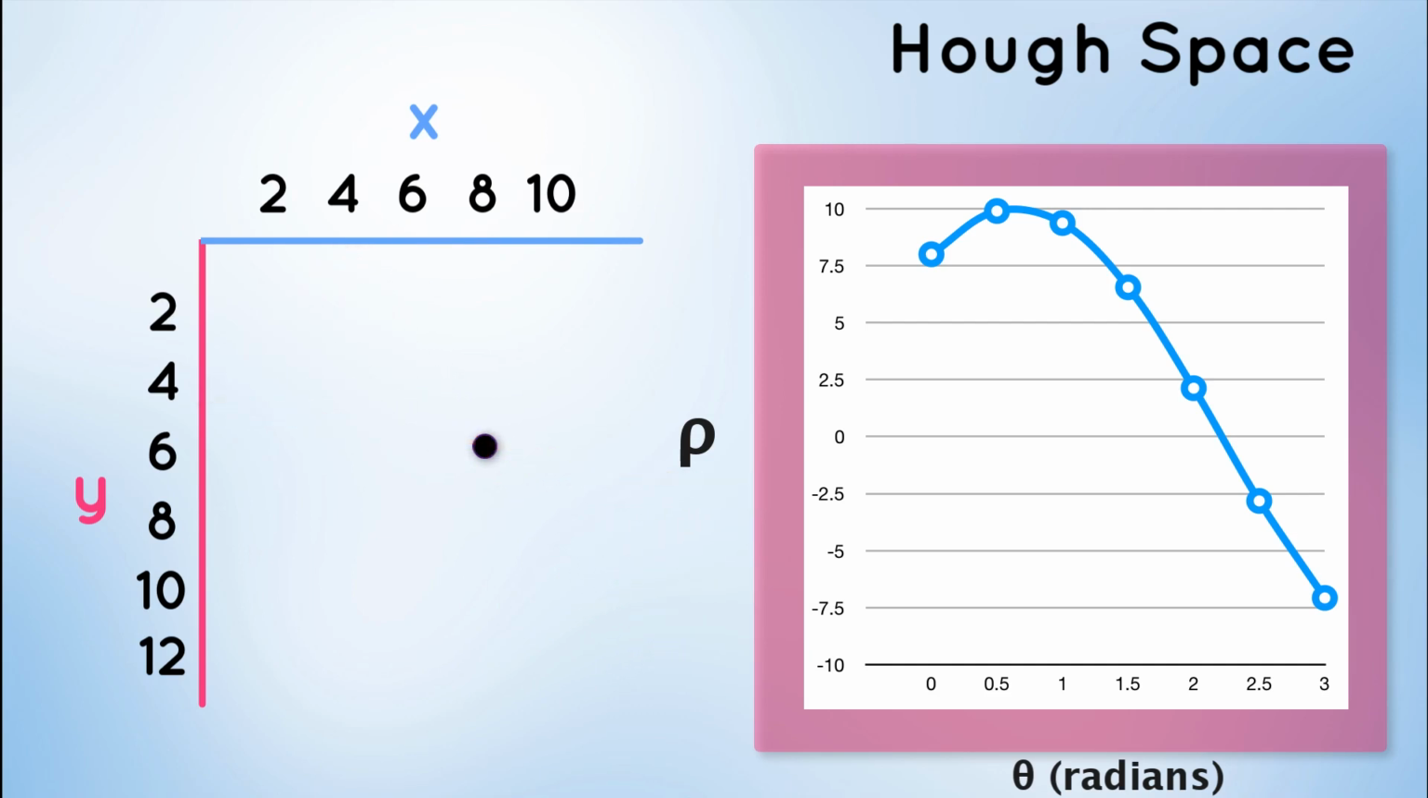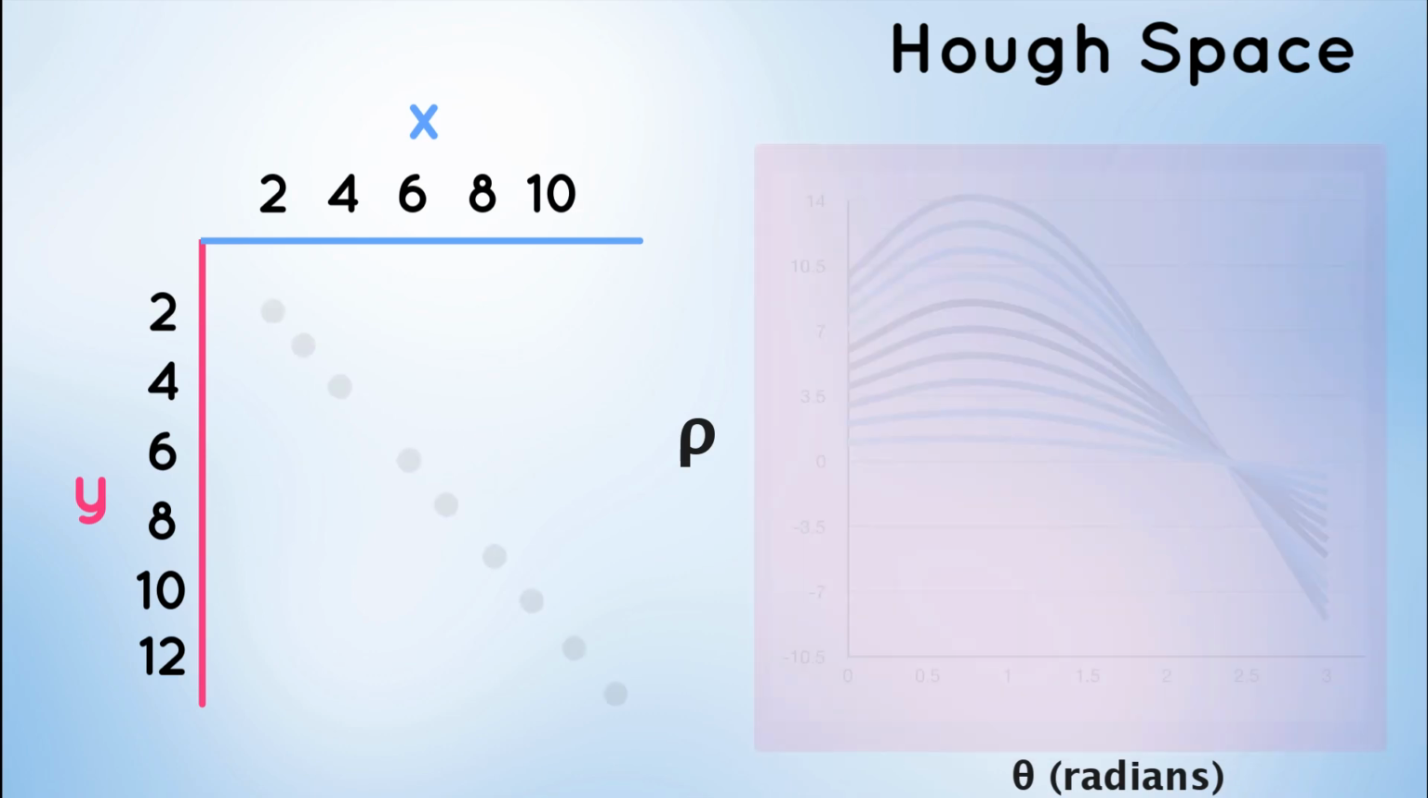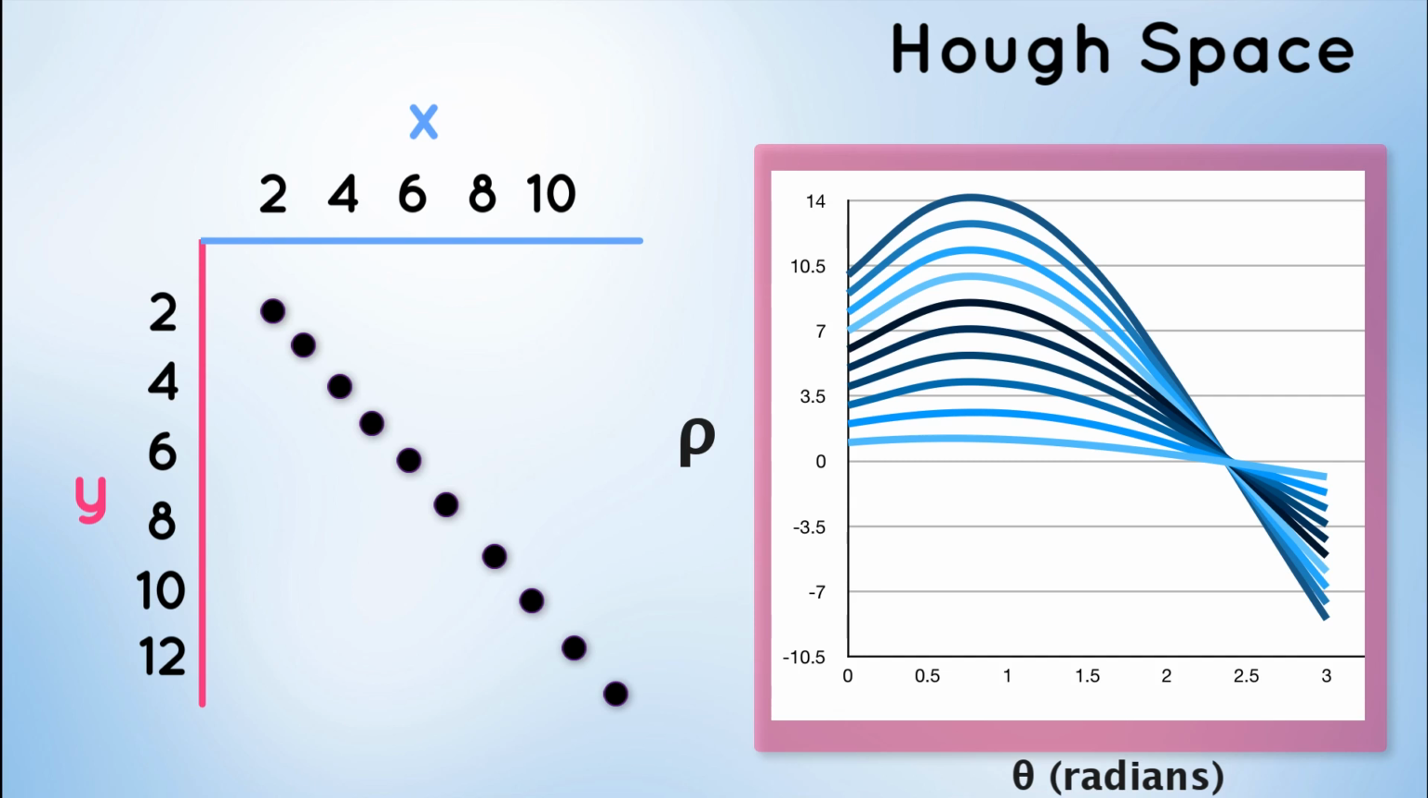This might look a bit intimidating, but the concept is the exact same, because imagine instead of 1 point, we had 10 points, which in turn results in 10 sinusoidal curves. As previously noted, if the curves of different points intersect in Hough space, then these points belong to the same line, characterized by some rho and theta value. So just like before, a line can be detected by finding the number of intersections between curves.